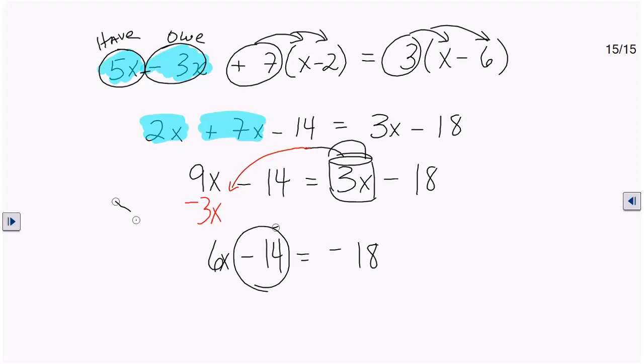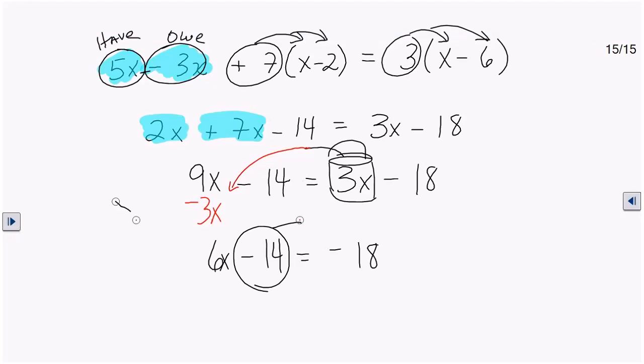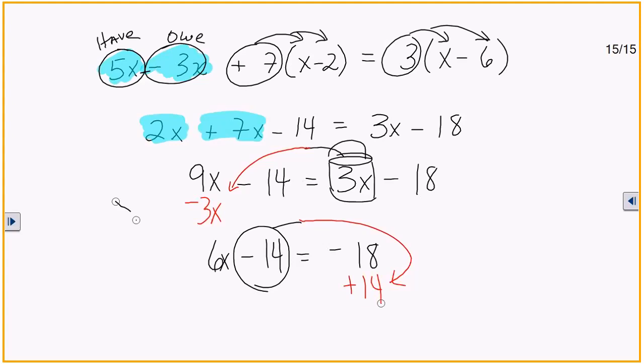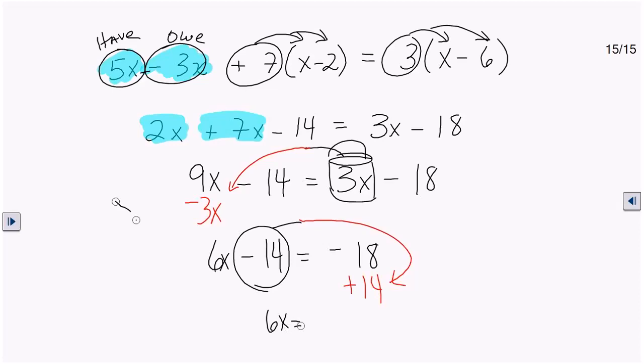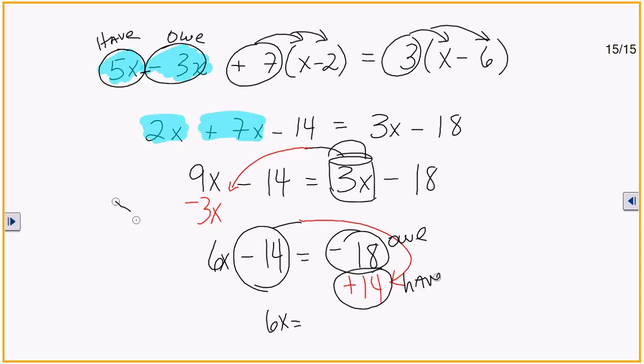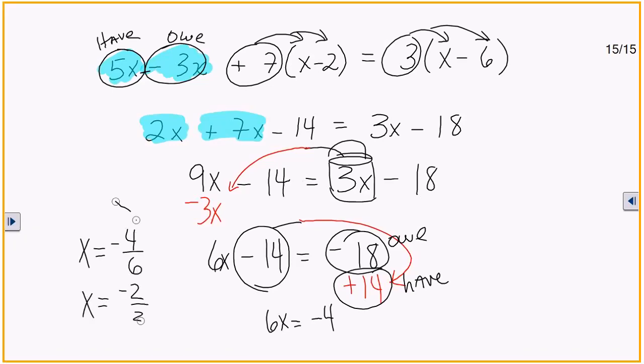Negative 14 goes across the river, and that becomes a positive 14. So our answer, or getting close, 6x, you owe $18, you have $14, so you still owe $4, and x is equal to negative 4 over 6, x is equal to negative 2/3.